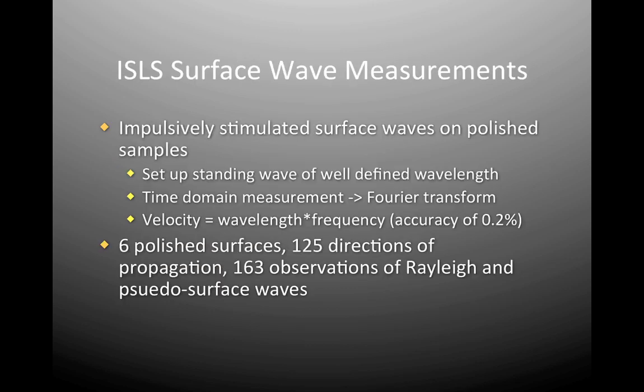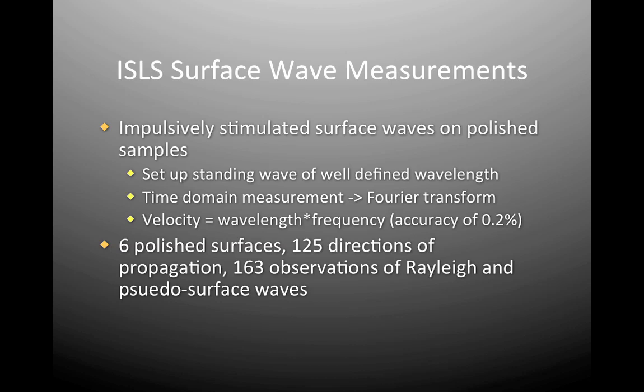These measurements were taken using impulsive stimulated surface waves. On polished samples, we set up standing surface waves of well-defined wavelength. As I showed in the last video, these are time domain measurements that are Fourier transformed. The velocity is given by a frequency times a wavelength, and the accuracy is better than 0.2%. For each composition, we typically use 6 polished surfaces oriented in different crystallographic directions.